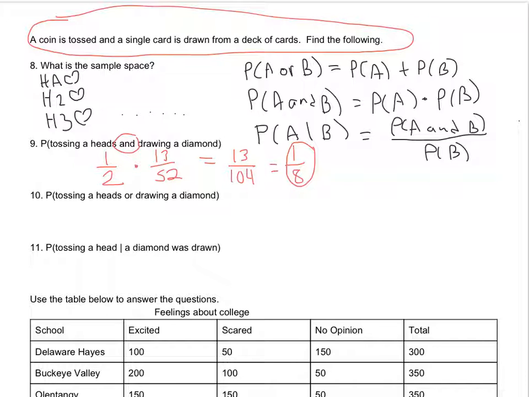So because they're mutually exclusive, if you get a head, that doesn't necessarily mean you lessen the chance of getting a diamond, so we can multiply them together.